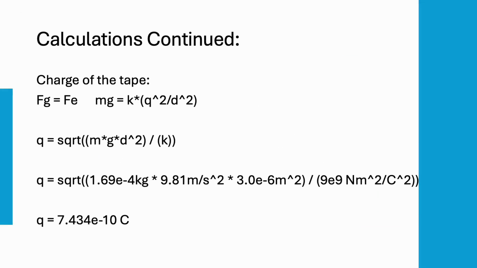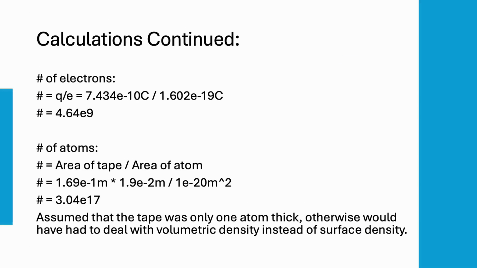Continuing with the fact that tape B was in equilibrium, Fg equals Fe, and replacing these, mg equals Coulomb's constant times q squared divided by d squared. Rearranging for q and plugging in, we can solve that the charge of tape B was 7.434 times 10 to the negative 10 coulombs. Using the charge of the tape and dividing by the charge of a single electron, we were able to find how many electrons were on the tape, 4.64 times 10 to the 9.